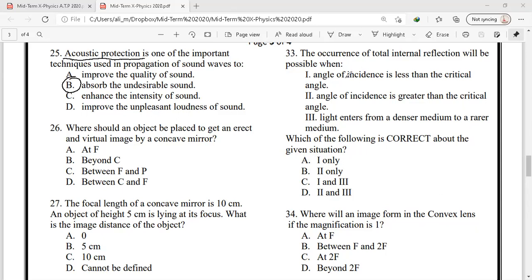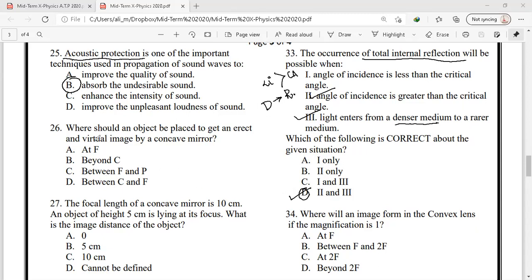Question number 23. The occurrence of total internal reflection is only possible when. So we have studied two basic conditions for light to undergo total internal reflection. We know that the angle of incidence should be greater than the critical angle, and light must travel from a denser medium to a rare medium. So angle of incidence greater than the critical angle, and light travels from dense medium to rare medium. So 2 and 3 are the correct answers. So option D is the correct option for question number 23.